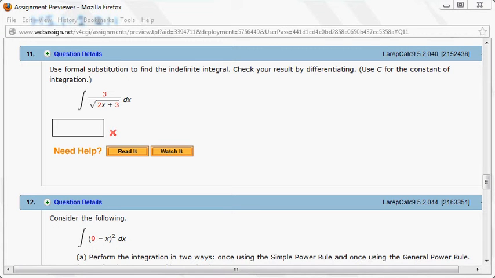Alright, let's look at the homework 5.1, 5.2, number 11. We're going to use substitution to evaluate this indefinite integral. Alright, so let's do that.